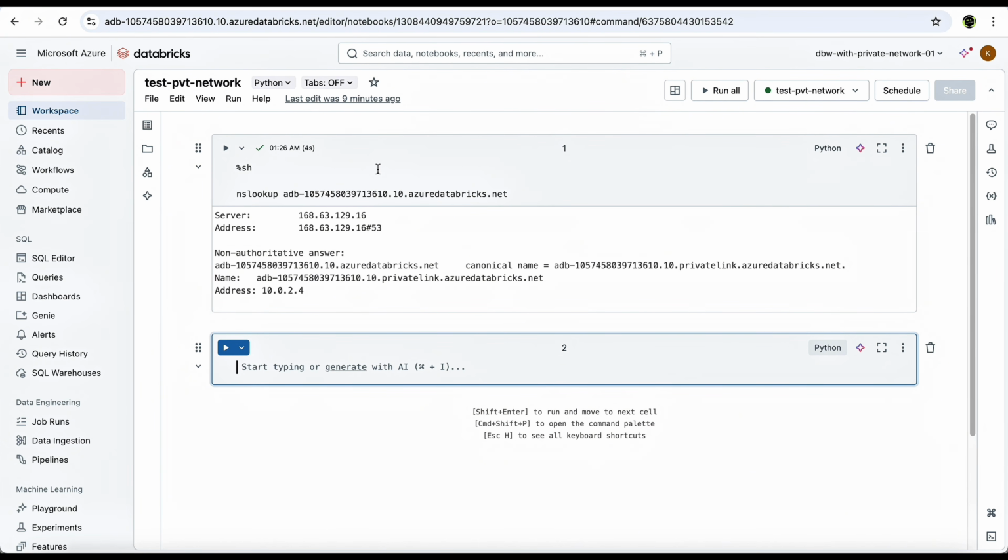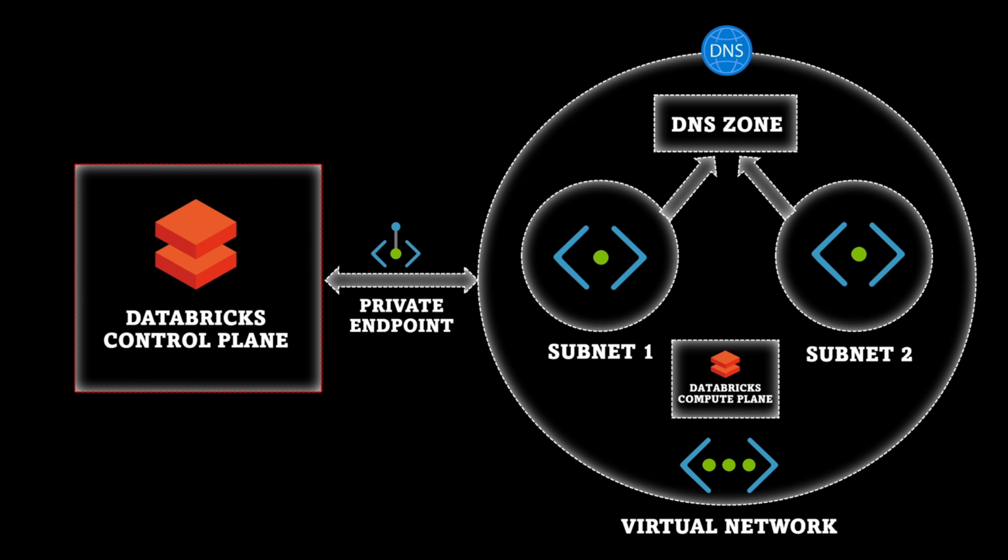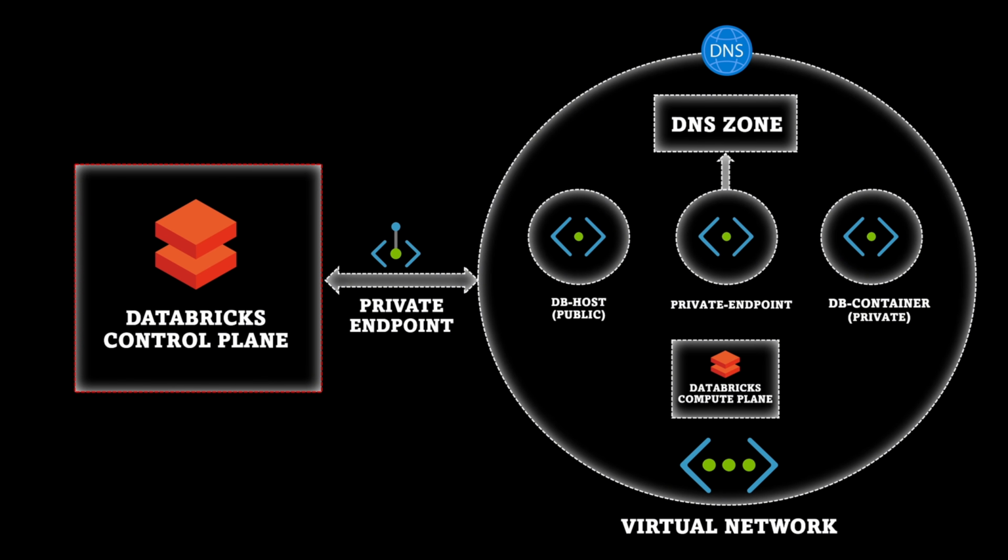Now you should have a clear idea about what a virtual network is, what a subnet is, how your private DNS zone works, and how to configure a private endpoint. So if you look at this architecture diagram now, you can see how everything fits together. Here, the Databricks compute plane sits inside the virtual network, while the external service represents the Databricks control plane. And we are trying to make a private communication between the compute plane and the control plane. So for this purpose, we created three subnets: the public subnet, which is the DB host, the private subnet, which is the DB container. Both of these are delegated to the Databricks workspace. And the final one is the private endpoint subnet, which is for making the private connections.